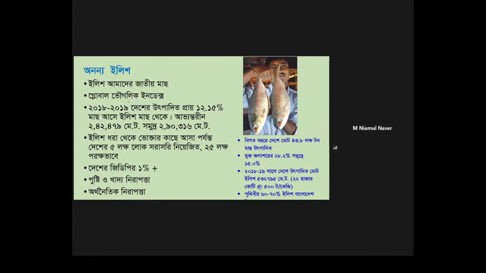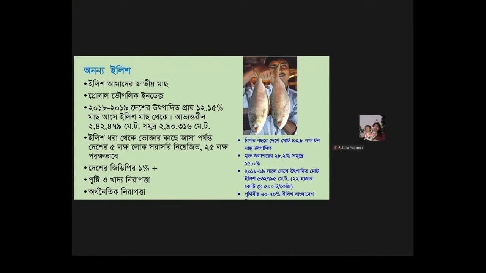from our country, which is about 5.3 lakh metric tons. So basically, there are 5 lakh people directly related in the coastal area to the Hilsa fisheries, and indirectly in the value chain, in total 25 lakh people are involved, and Hilsa contributes about 1.24% of our GDP.